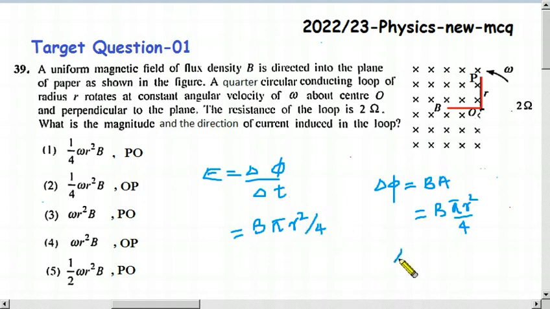Then what is delta t? If it were a full circle, like this, what is the time? Capital T. But we are considering only this quarter, so capital T divided by 4.